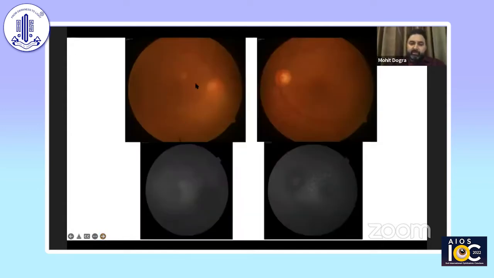She had some vitreous haze, had that yellow deposit there, and on the autofluorescence you can see that leopard skin appearance going all around, which is a lot better appreciated in the left eye, in fact involving the whole of the macula.